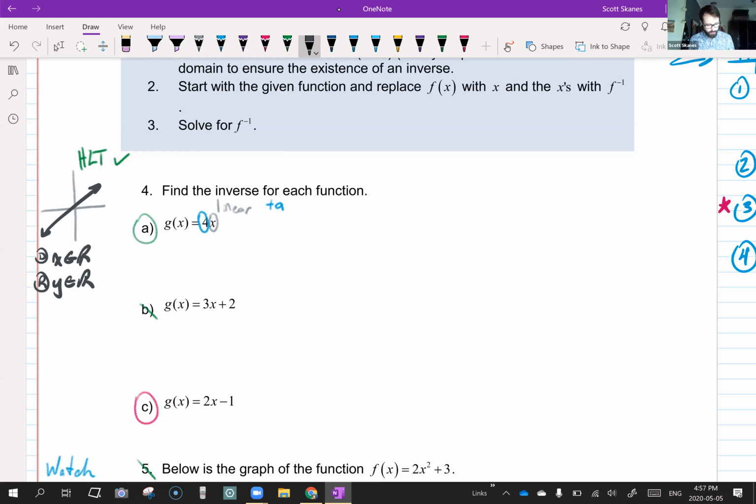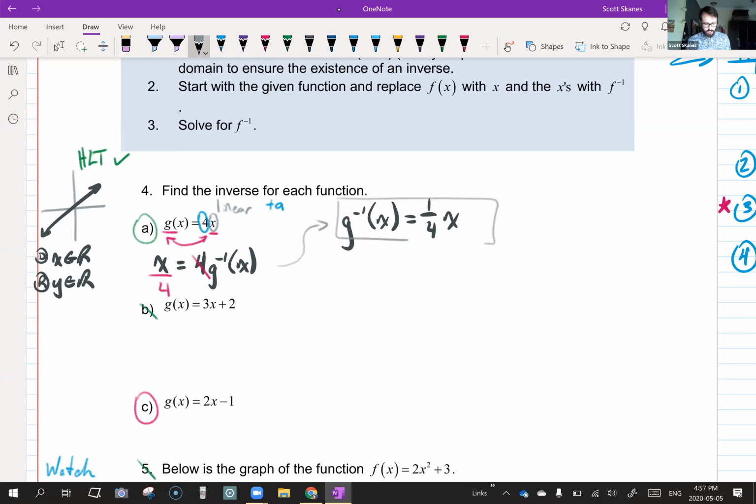Switch x and y. And what I mean by that is replace g of x with x and vice versa. So it looks like this: x equals 4 g inverse of x. I'm going to show you a little easier way to do this in a second, but just bear with me here. So how do I get this? Well, I divided both sides by 4, so x over 4. I'll just put it over here to make sure I have the space. That means my inverse function, inverse g, is 1 over 4x. Okay?